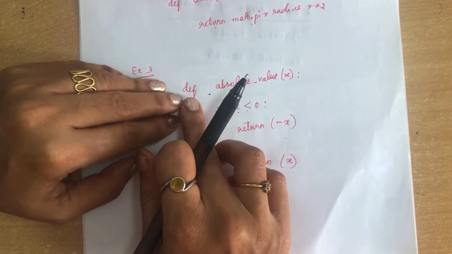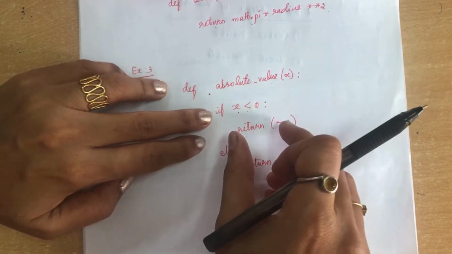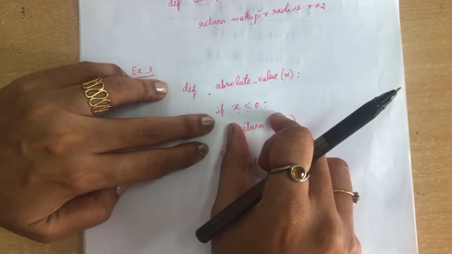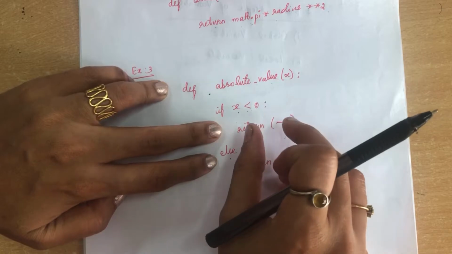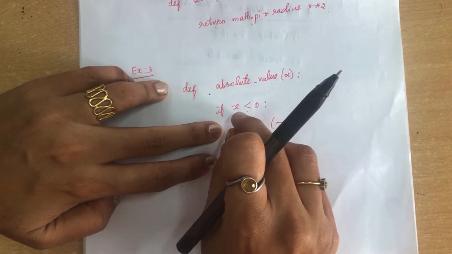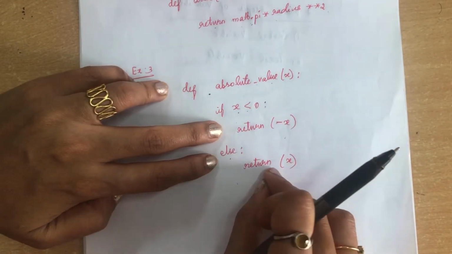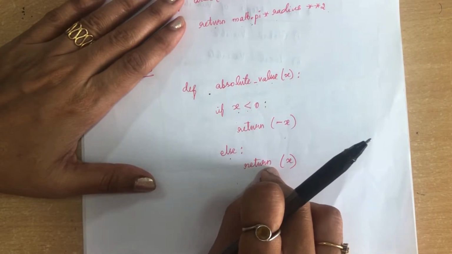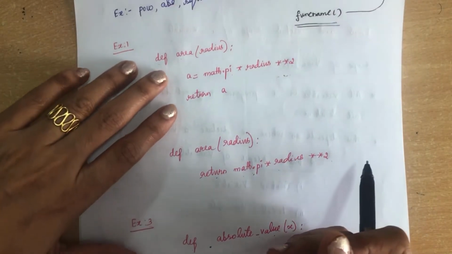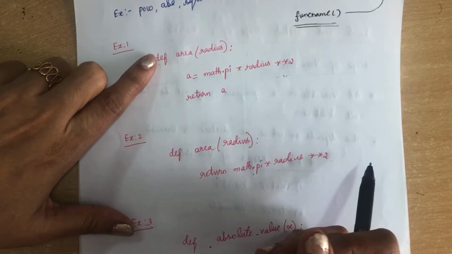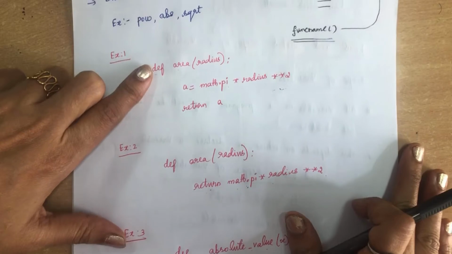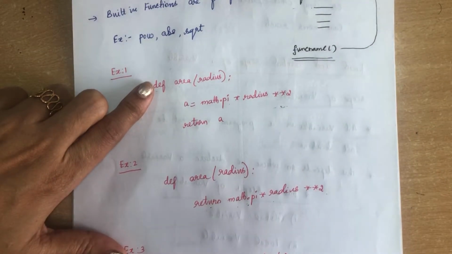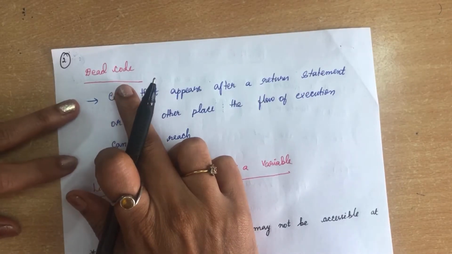Okay, so this absolute value of x will check the value of x, and it will return a value based on whether it is lesser than 0 or greater than 0. So this is all about your fruitful function. A fruitful function is a function that returns a value when it is called. So this is an example you can write when it is asked in your exams. Okay. Next comes dead code.